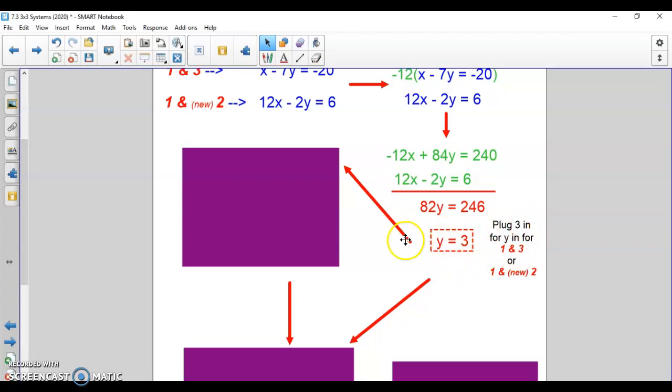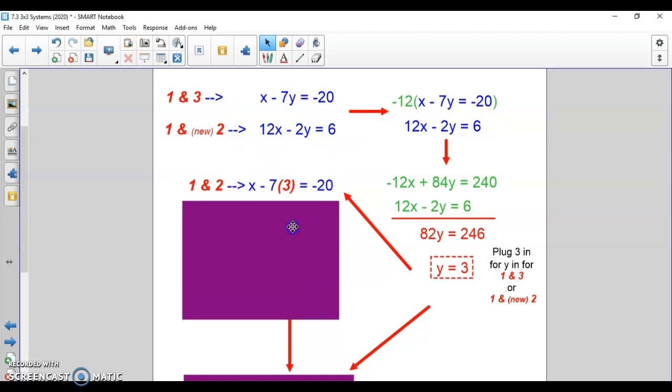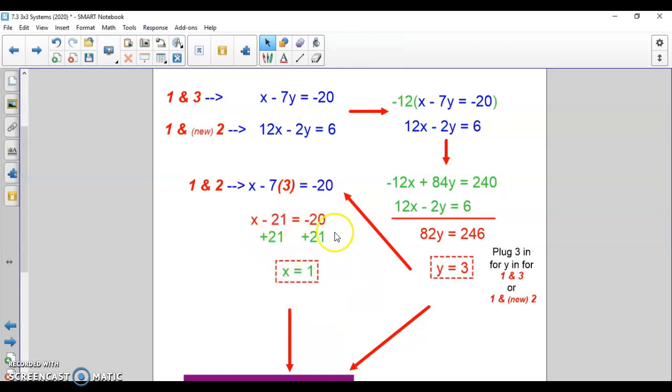I take that 3. I plug it into one of these. 1 and 3 or 1 in the new 2. I chose the first one because x is by itself. It's positive. It's pretty easy to deal with. So I plug 3 into that. Just add 21 to both sides. Once you figure that out, just x equals 1. I have 2 out of the 3 answers I need.